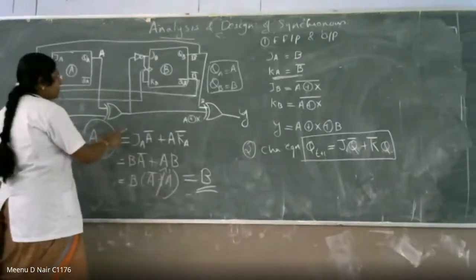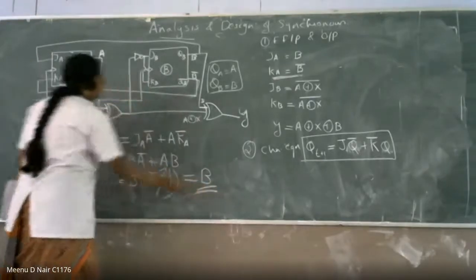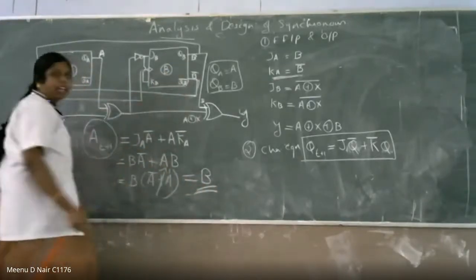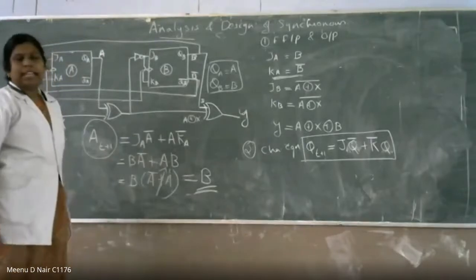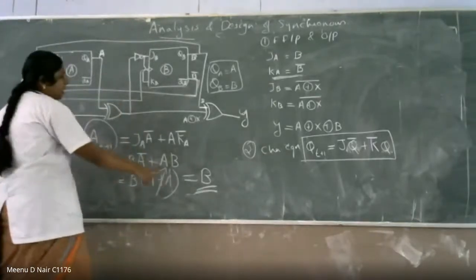Next state expression of the first flip-flop A is equal to B. B is what? QB. So that is the next state expression of your first flip-flop: A T plus 1 is equal to B.